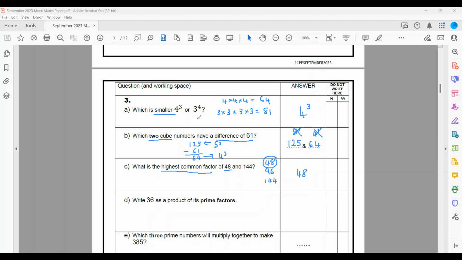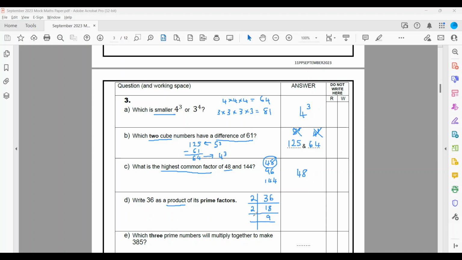For part D, you've been asked to write 36 as a product of its prime factors. Now, product means multiplication. So we need to write a multiplication sum using only the prime factors of 36. The easiest way to do this is to draw yourself a little grid like this. And we're going to write 36 up here. The smallest prime number that will go into 36 is 2. So I can put 2 here and pop 18 here. Smallest prime number that will go into 18 is 2, which will give me 9.